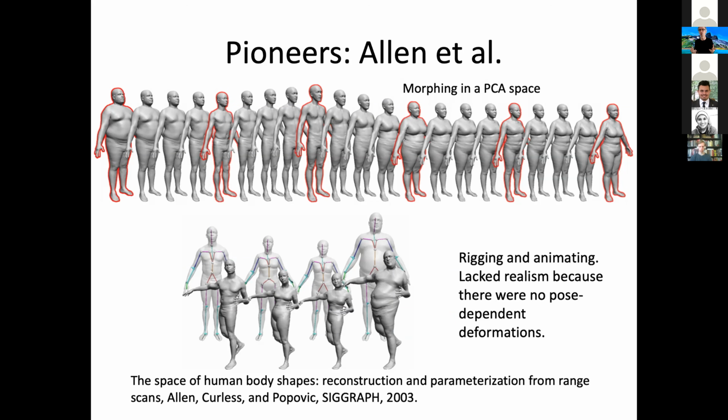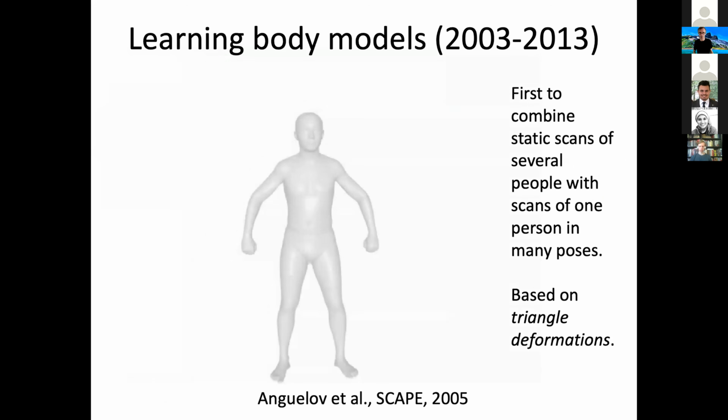The red outlined ones are true bodies from the Caesar data set, and the ones in between are linearly interpolated or morphed in this PCA space. They also rigged these models with a skeleton and animated them, but you can see that it doesn't really work out all that well because they didn't model anything about how bodies actually move and deform. But this was really pioneering work already in 2003.